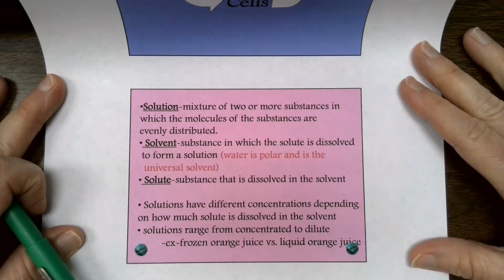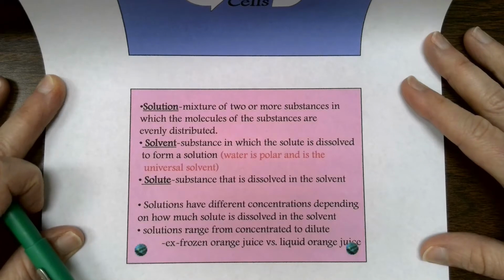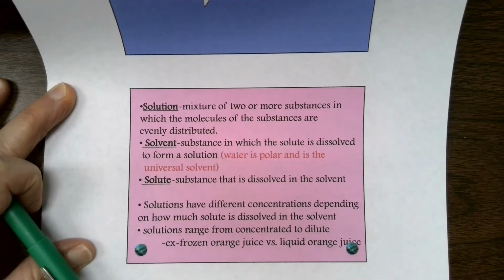So we talked about that solutions are mixtures of two or more substances where the molecules of those substances are evenly distributed. We're going to deal with water being the universal solvent, of course, in this case, and talk about tons of different situations where organisms or cells are in different types of solutions based on the environments in which organisms live. So water is going to be the universal solvent. It's polar, and it's going to dissolve any type of solute that is also polar or ionic. Solutions are going to have different concentrations depending on how much solute is dissolved in the solvent. We're going to deal with this mathematically to some extent, but also just talking in general, is the solution concentrated or dilute in comparison to another solution? And then we talked about that specific example of frozen versus liquid orange juice in class.